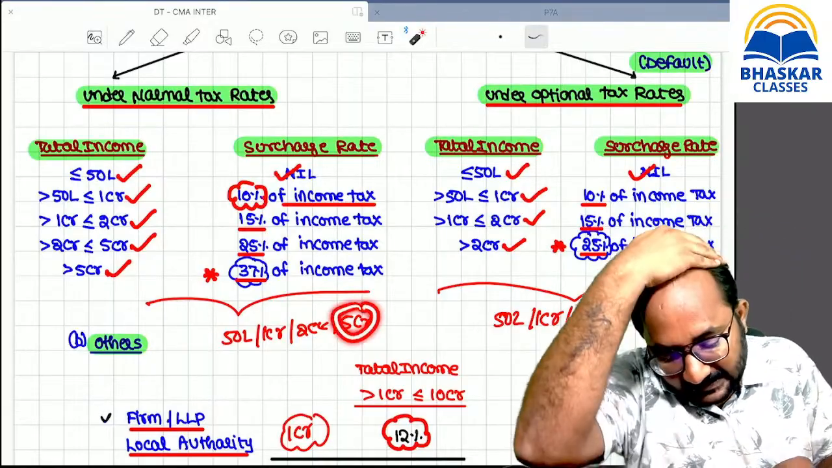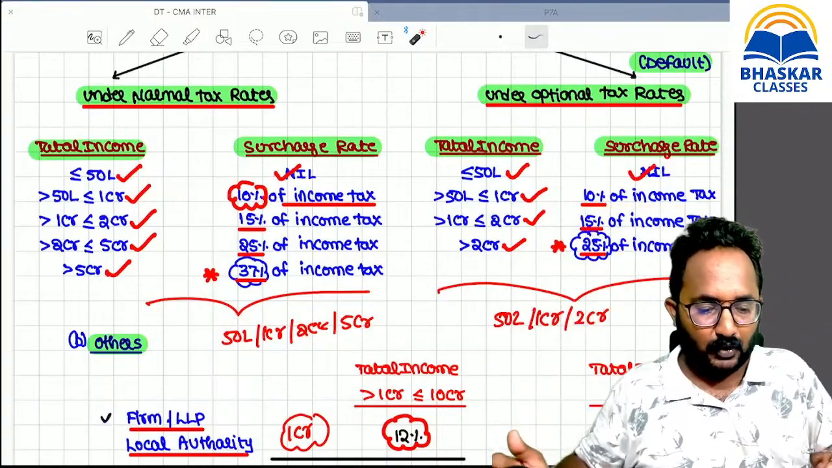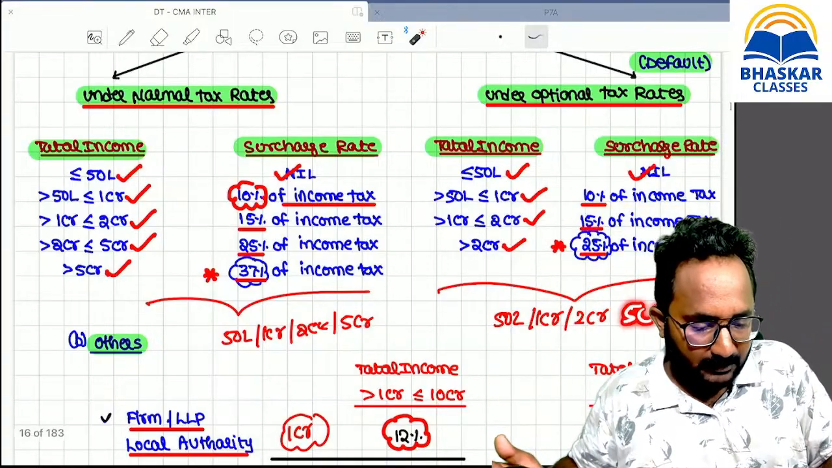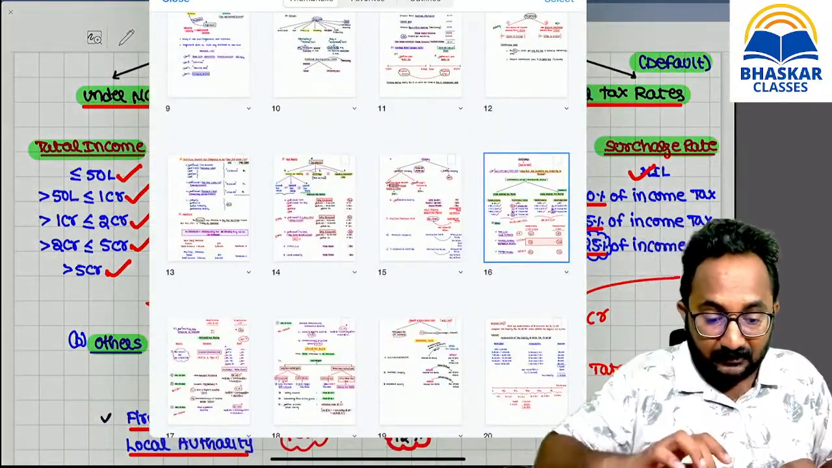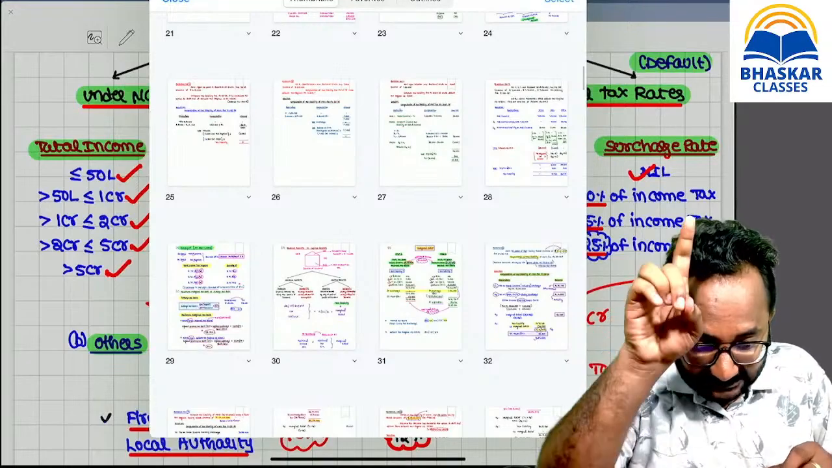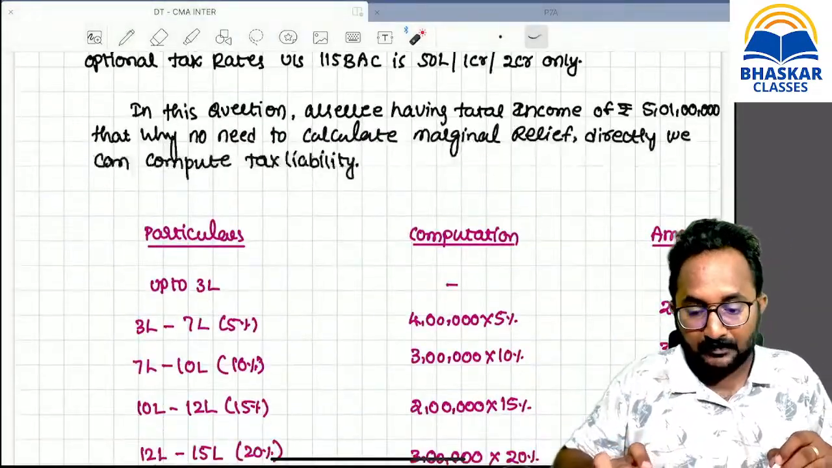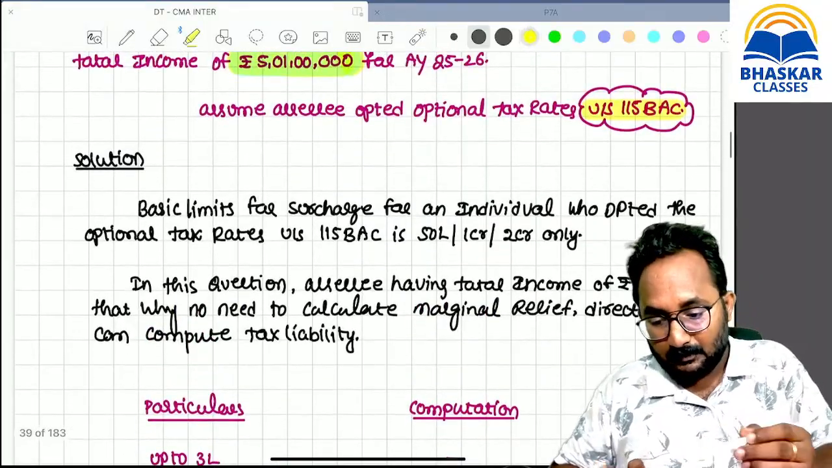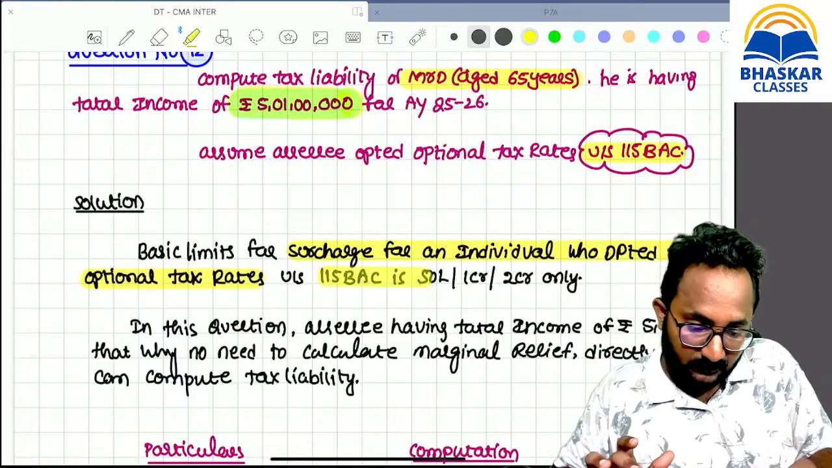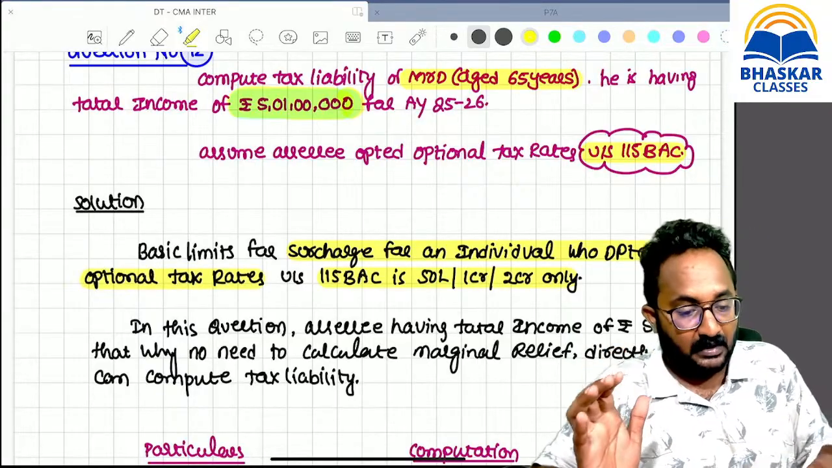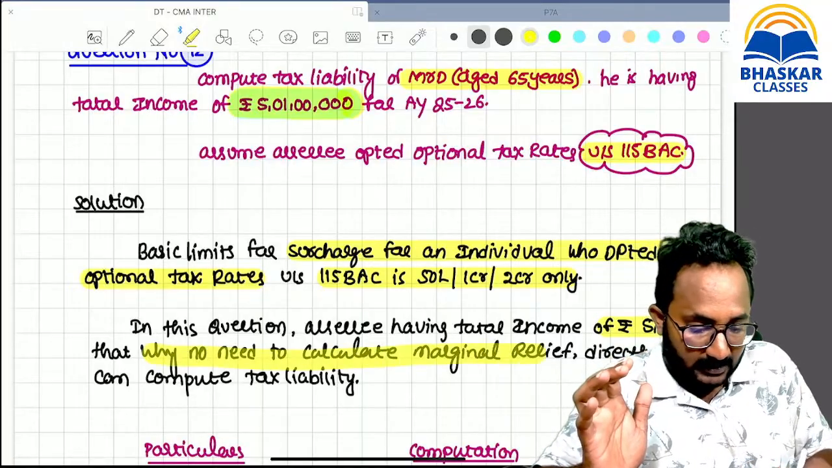If there is a surcharge basic limit, over and above 1 lakh, 2 lakh, 3 lakh, then we can follow it here. 5 crore is not a basic limit for surcharge, so now we can directly calculate the tax liability. This is a differentiation; they can definitely test you on it in the exam. Clearly, the basic limits for surcharge for an individual who opted for the optional tax rate are 50 lakh, 1 crore or 2 crore only. Here the Assessee is 5 crore 1 lakh, so there is no need to calculate marginal relief.